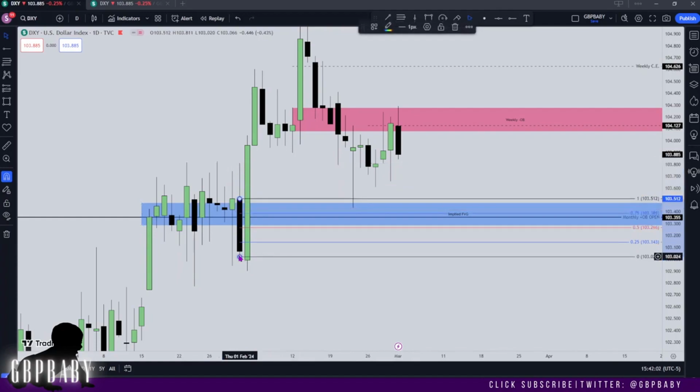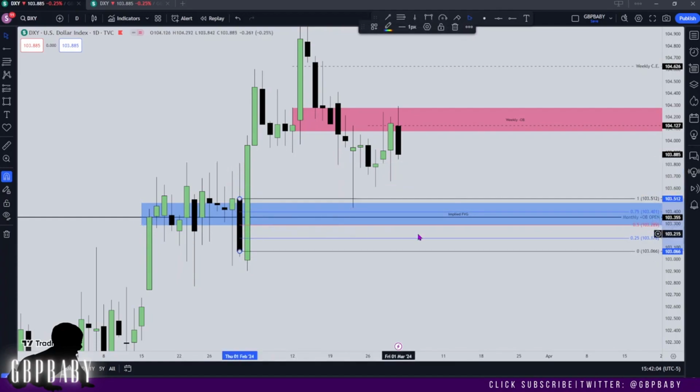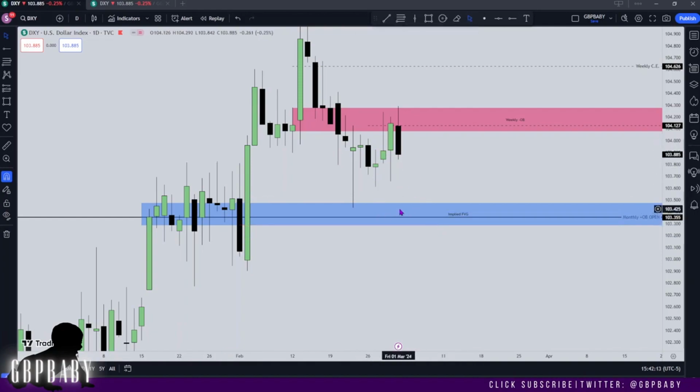Also, if you look at the volume of the block and the midpoint, you'll see that lines up with the low of the implied fair value gap. So I'm not going to draw all of this out just because we already have the implied fair value gap from the weekly on there. But generally speaking, I am watching these levels to get traded to in the new week.